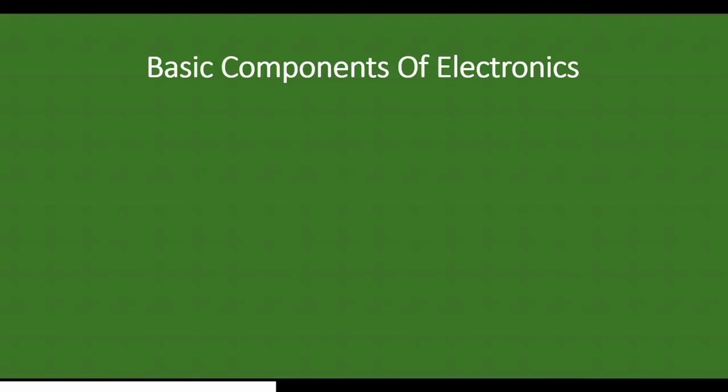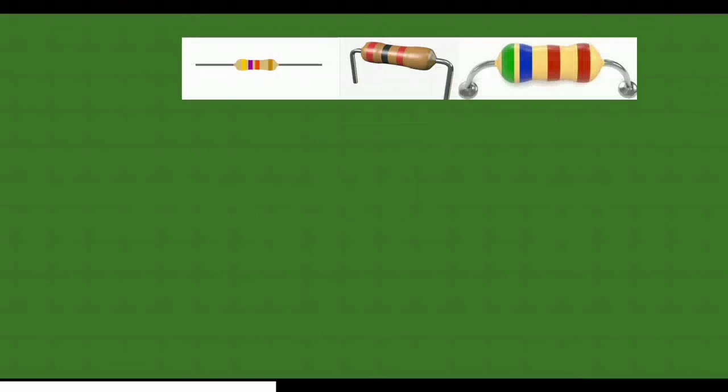So there are some basic components of electronics, and these components are resistors, batteries, switch, LED, and a lot more. But we shall look at only these. Now let's look at this picture. What do you think this is? Great. They are resistors. So the question comes, what is a resistor?